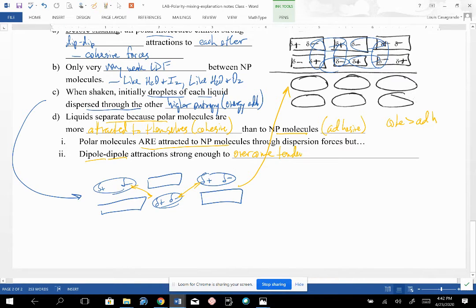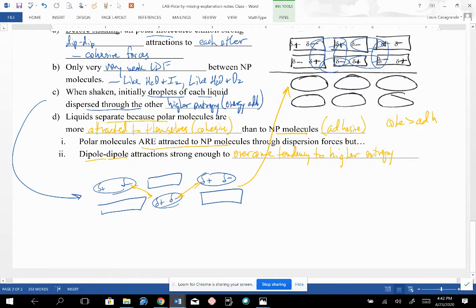the tendency to higher entropy. So we're actually overcoming the desire of nature to move forward because of those strong dipole-dipole attractions. All right. If you have any questions, let me know.